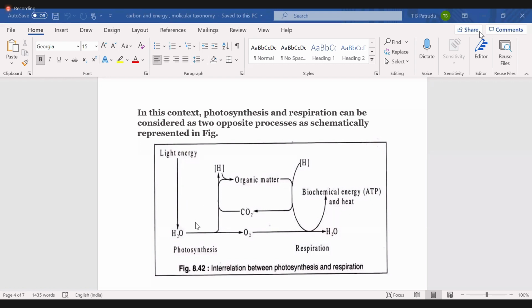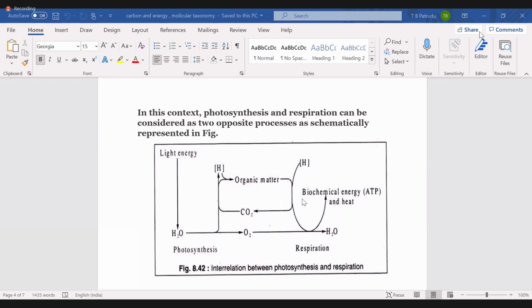In the presence of sunlight, water is required, either in inorganic form, carbon dioxide is used, and oxygen is released.